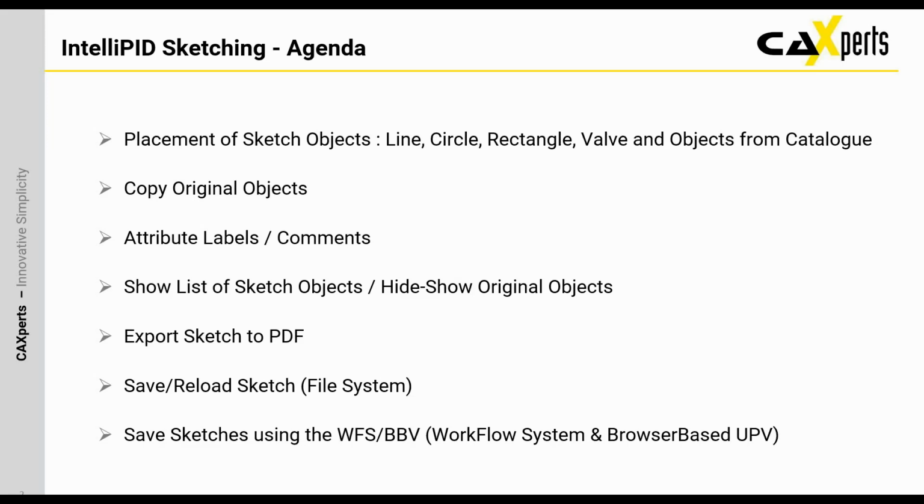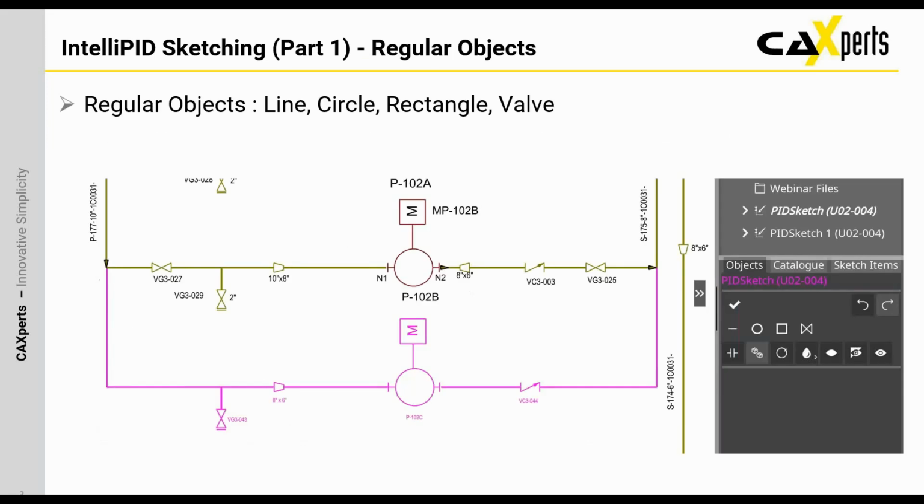In UniversalPlantViewer, the save and reload is file-based, but using another tool, which is called Workflow System, in conjunction with the browser-based UPV, you can also save your sketches and other document types like markups and so on in a database, and then it is pretty easy to communicate with UPV to see and visualize those files. I have a few slides which I will show, and later on, as usual, it will be a live demonstration.